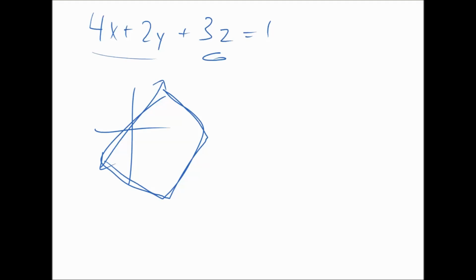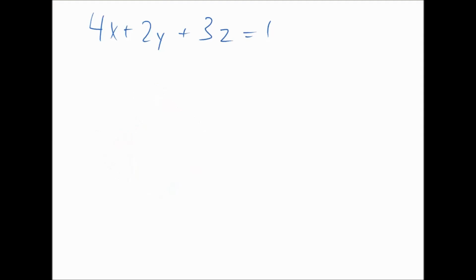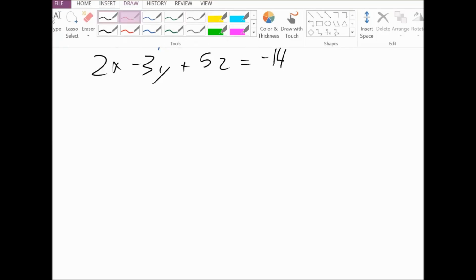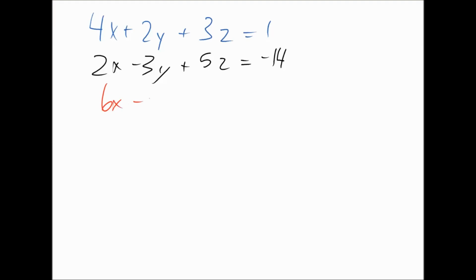It's in three dimensions. So what this means is if we have a lot of these together, like 4x plus 2y plus 3z, and let me delete this. So if we have this one and maybe some other ones as well, like 2x minus 3y plus 5z equals negative 14, and another one, 6x minus y plus 4z is negative 1.